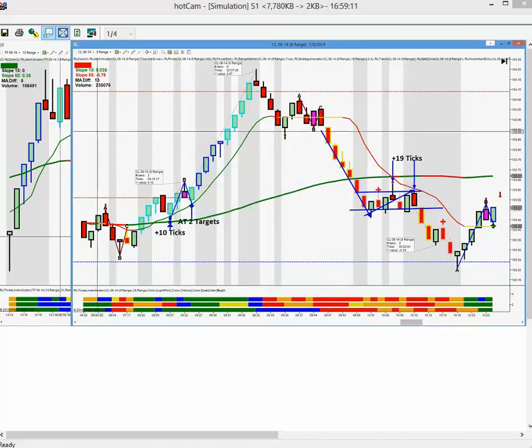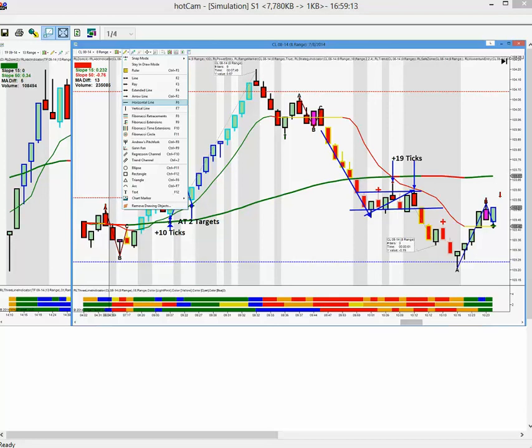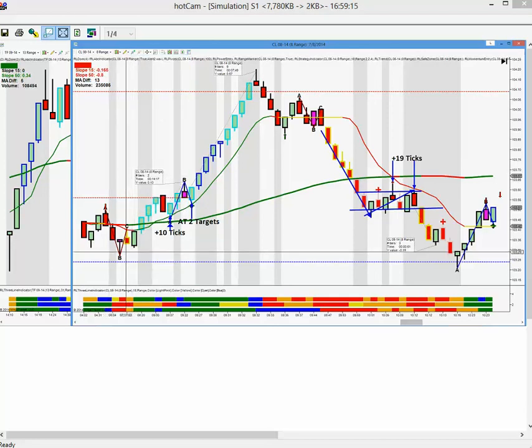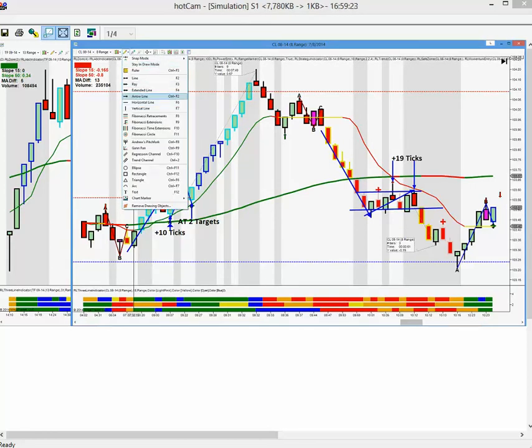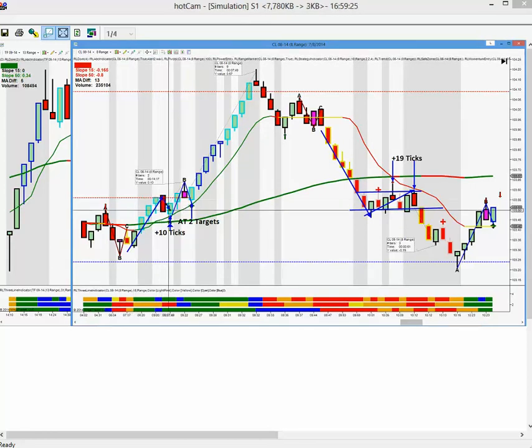And now here we go. We break the 50 and the 15. We retrace right back deep into the 15. We were long 1 tick above the close of this candle, and this went up 10 ticks. And then came back and stopped us out.